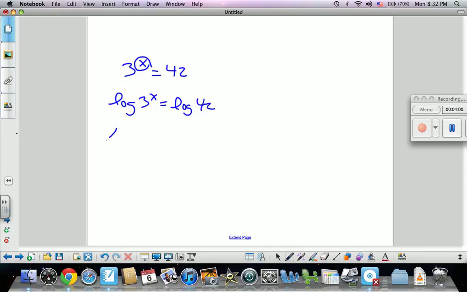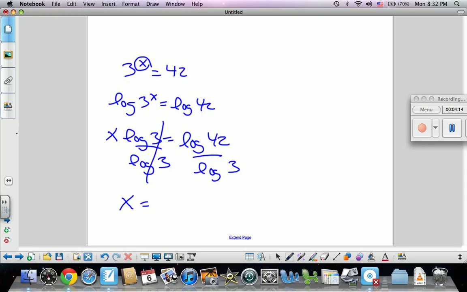Our property states that a log to a power is the power times the log. We're going to divide both sides by log of 3, and those are going to cancel, and we'll get x is equal to log of 42 over log of 3. Put that in your calculator, being careful with your exponents, and you'll get a number about 3.40217.